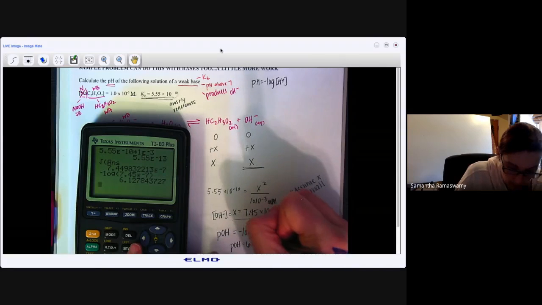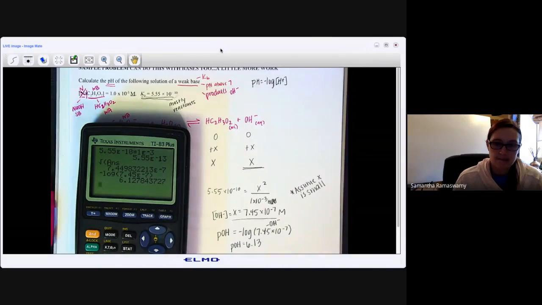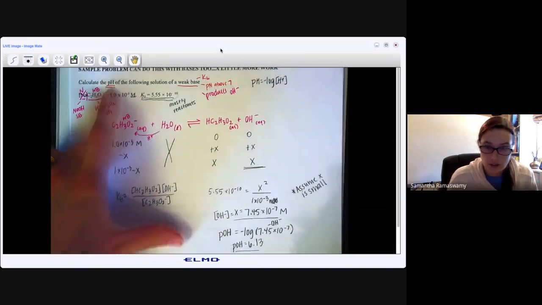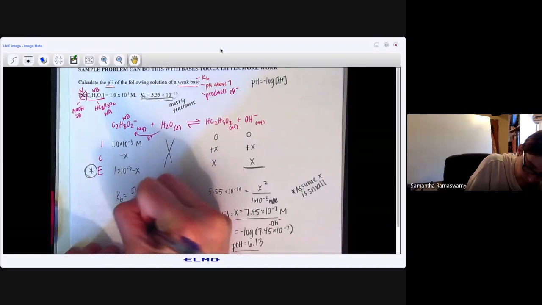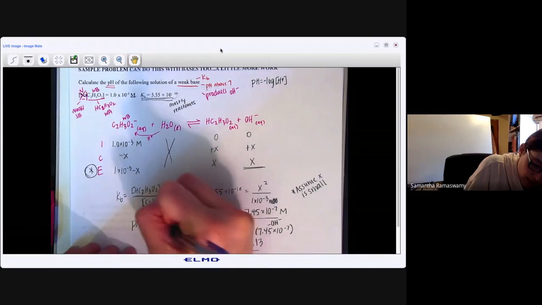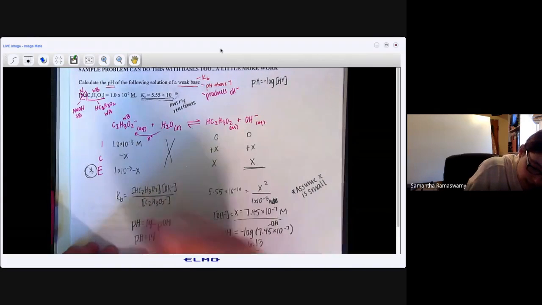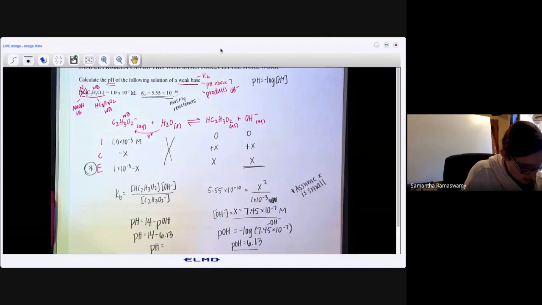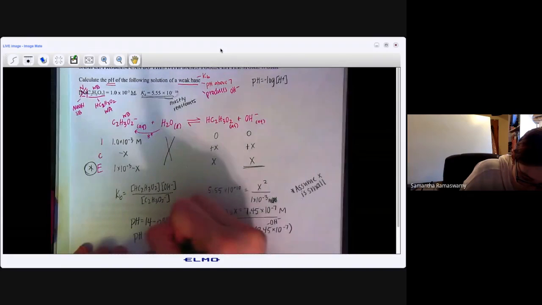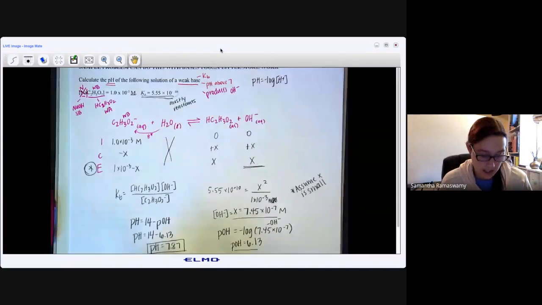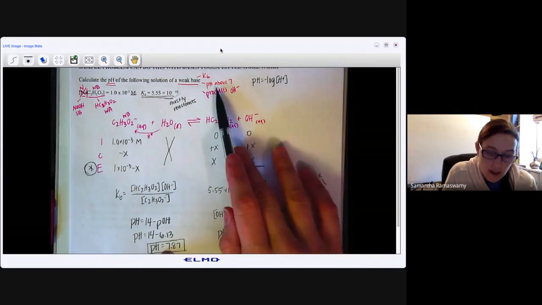6.13. That's POH. The problem wants pH. So pH is 14 minus POH. So 14 minus 6.13 is 7.87. Look at this answer we just got, 7.87. Right up here, I wrote that the pH should be above 7.